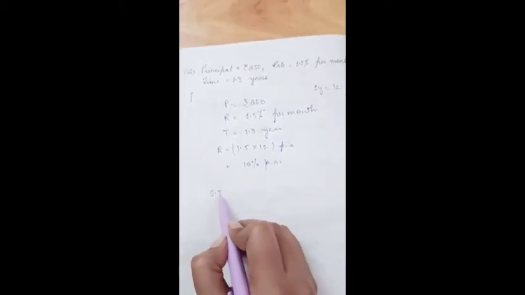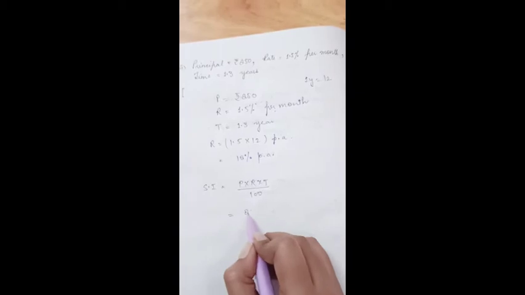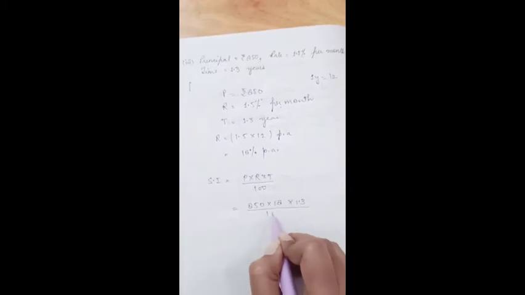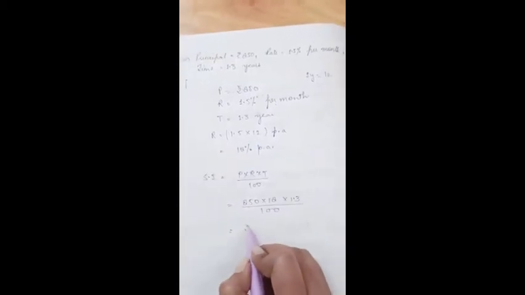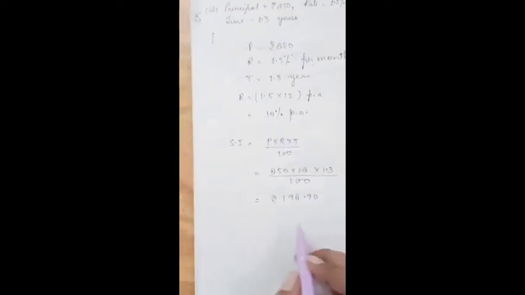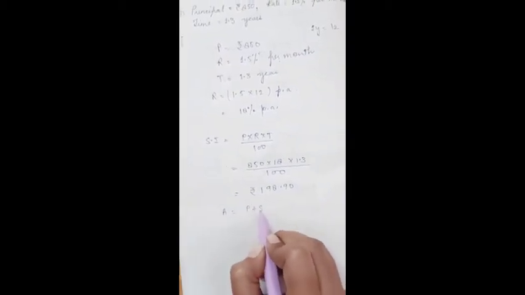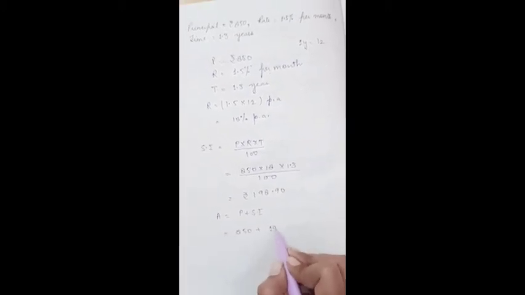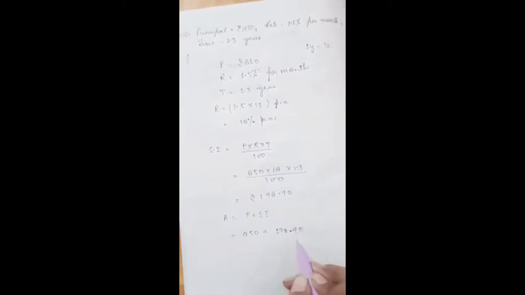Now the simple interest is equal to P into R into T divided by 100. Now P is rupees 850 and rate is 18, multiplied by time, that is 1.3 years, divided by 100. On calculating this, you get the SI 198.90. And amount is equal to principal plus SI, which is equal to 850 plus 198.90. Here you get rupees 1048.9.